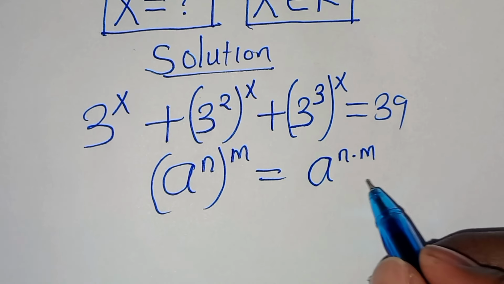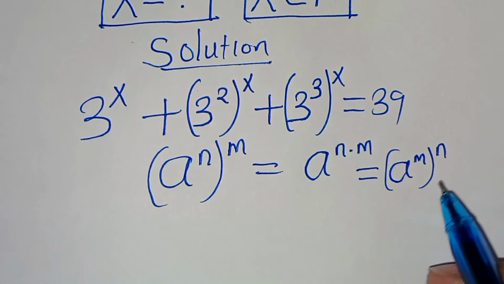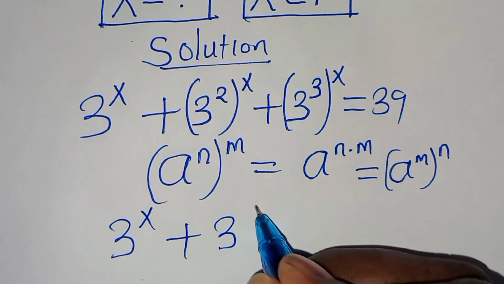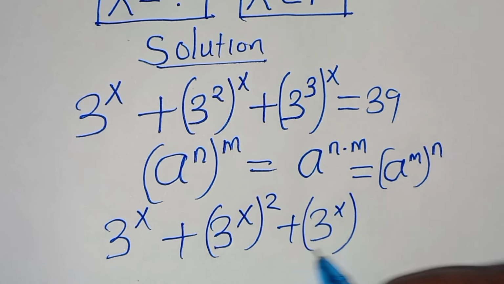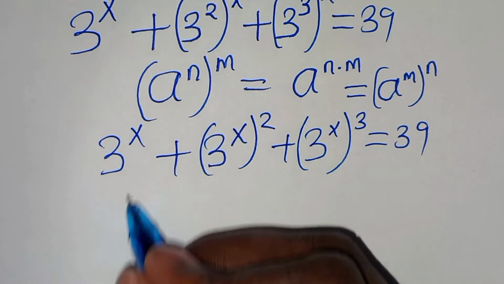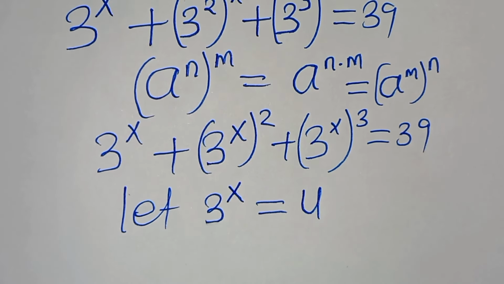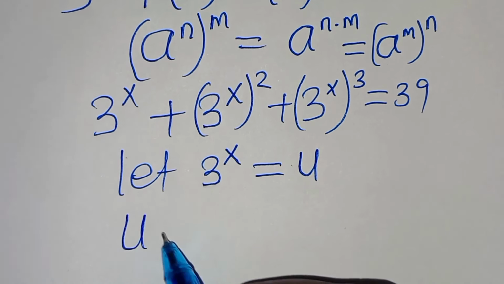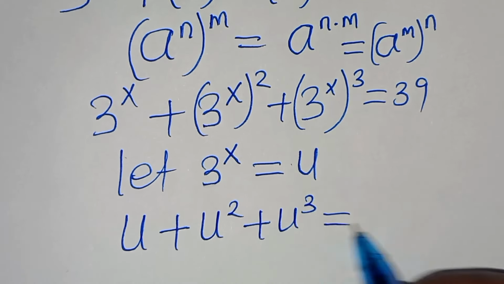Now, in this case, we can also express this as a to the power of m raised to the power of n. Now, we have 3 to the power of x plus 3 to the power of x raised to the power of 2, then plus 3 to the power of x raised to the power of 3. This is equal to 39. The next step is that we can let 3 to the power of x be equal to u. Now let's substitute 3 to the power of x with u so that we have u plus u squared plus u to the power of 3. This is equal to 39.